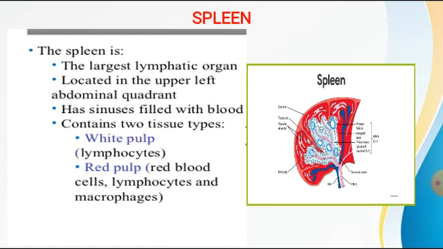Spleen is one of the examples under the category of secondary lymphoid organs. This is the largest organ, located in the upper left abdomen, and it has sinuses filled with blood. It consists of two tissue types, white pulp and red pulp. What is the difference between the white pulp and red pulp? White pulp is part of the immune system, mainly made up of WBCs, and red pulp is made up of blood filled cavities and splenic cords.